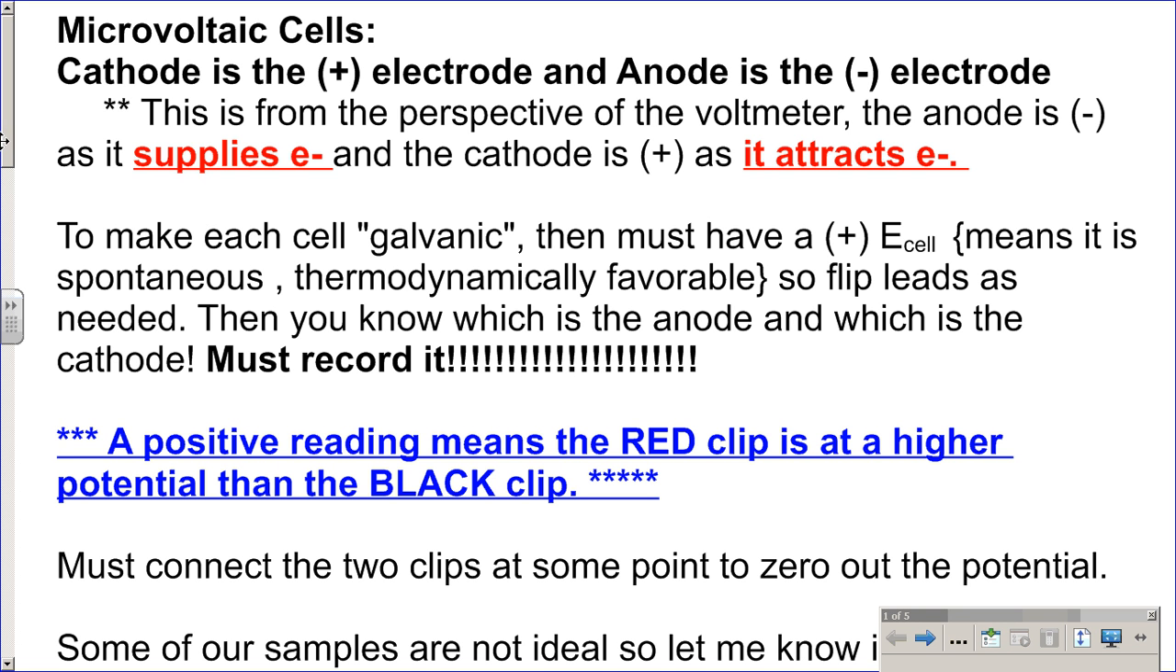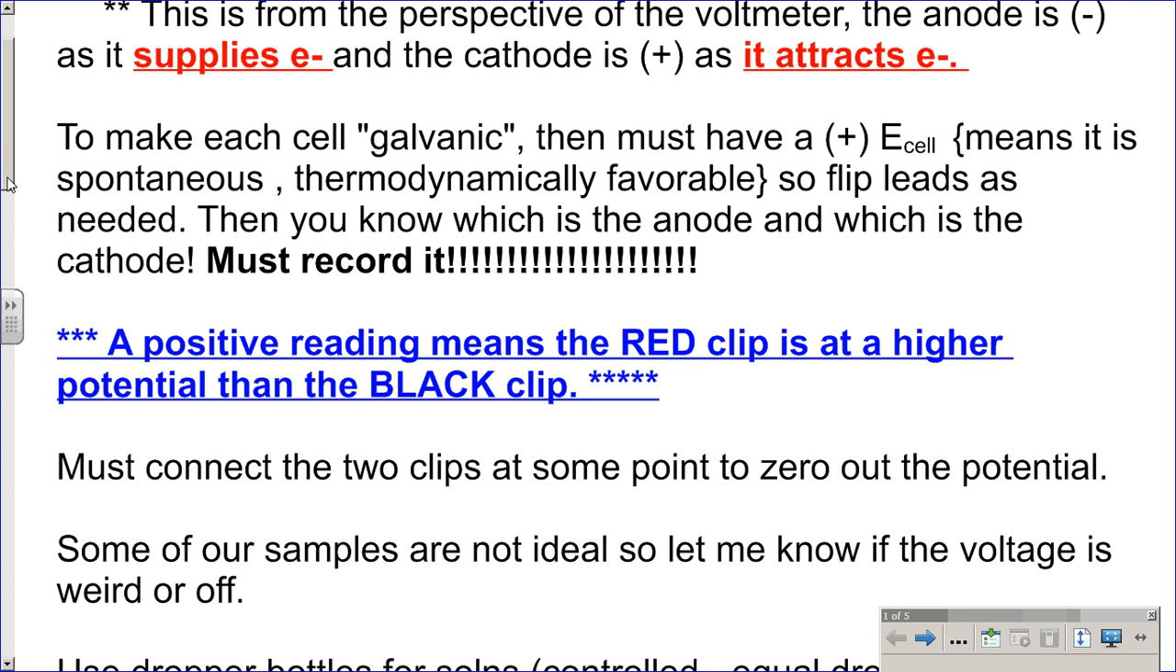And then you must have a positive E cell, so make sure that when you're doing it, if you end up with a negative voltage, you need to flip your wires because you don't have the correct cathode and anode notated from the voltmeter's perspective. So we want a positive one because we want it to be galvanic, spontaneous.